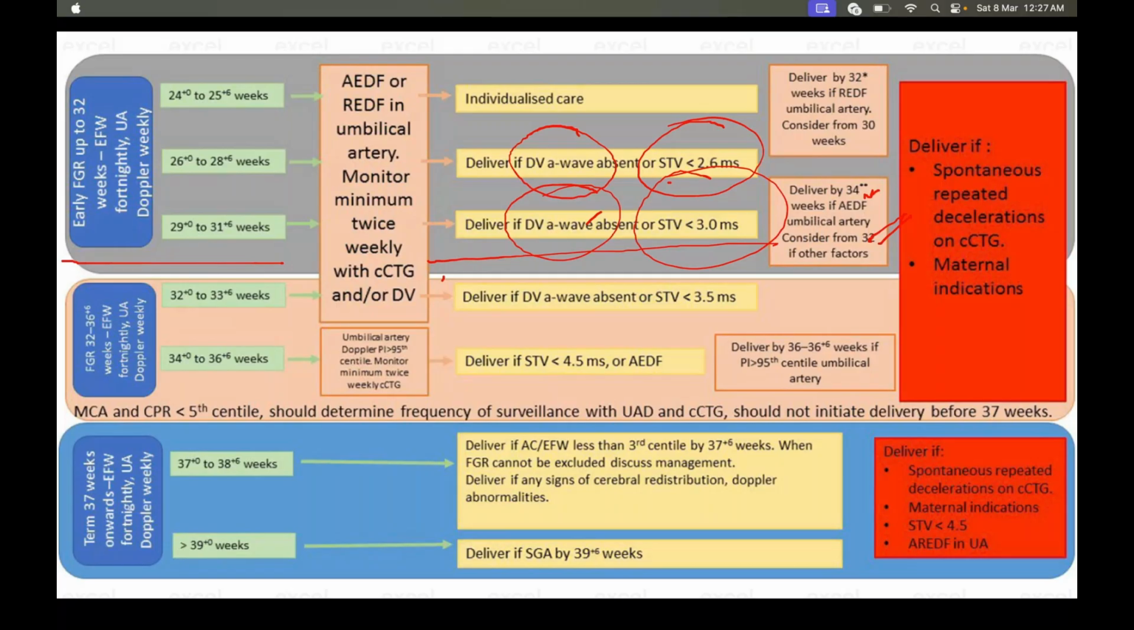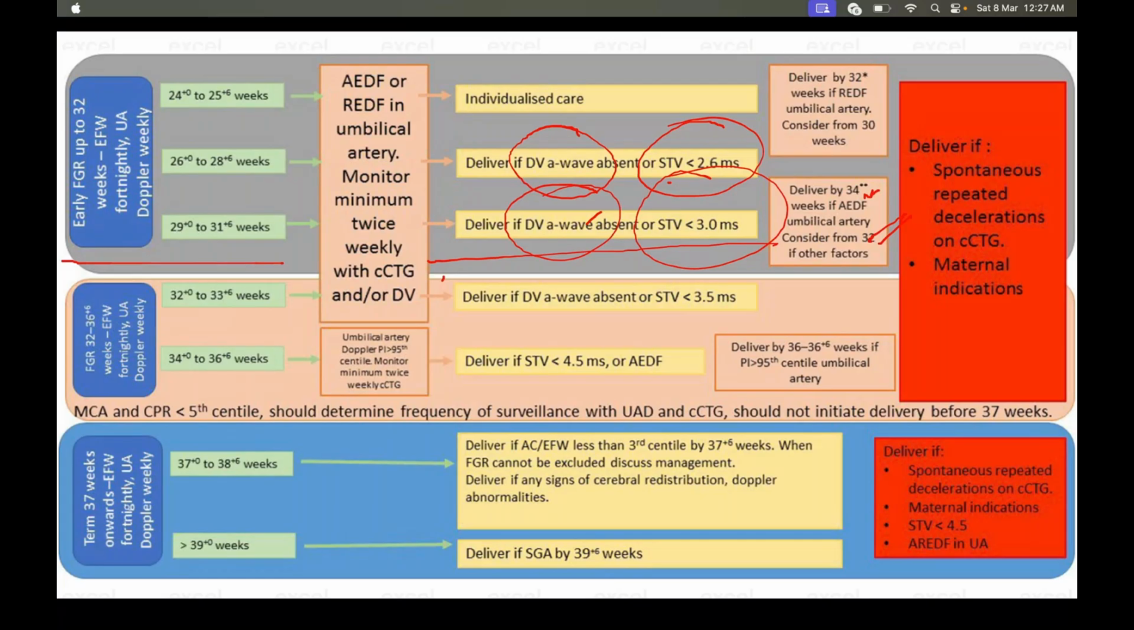Before 32 weeks, you wait for DV Doppler to be absent, or you wait for changes in CTG. Like they have mentioned, between 26 to 29 weeks it is less than 2.6 milliseconds, 29 to 32 weeks it is less than 3, and 32 to 34 weeks it is less than 3.5. You can consider it 2.5, 3, 3.5, 4.5. That is how you can remember it.